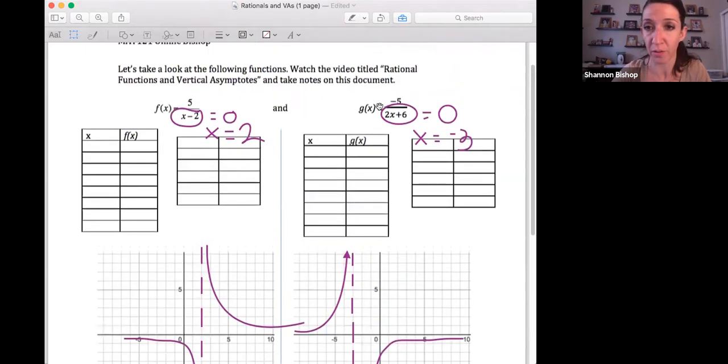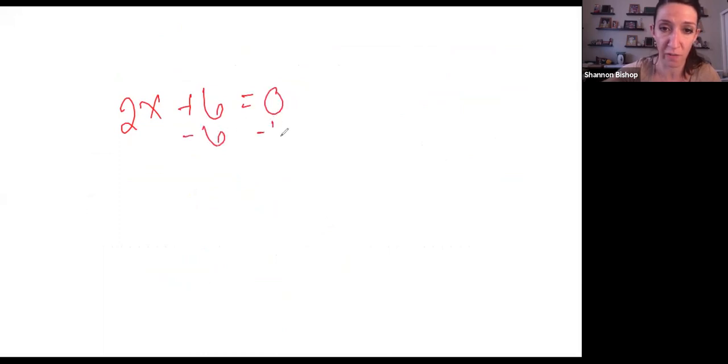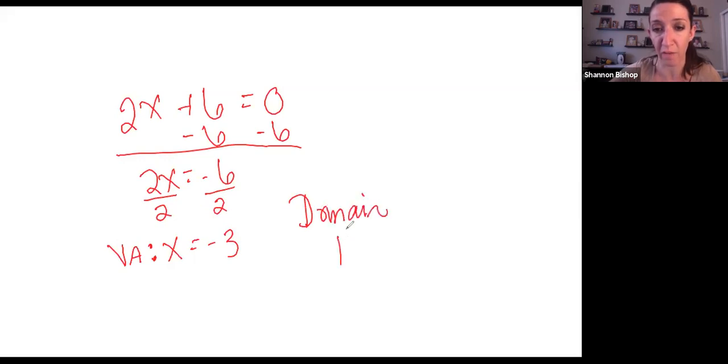So if you go back up here, 2x plus 6 equals 0. Just imagine for a second, 2x plus 6 equals 0. If you couldn't do that in your head, a couple of steps of algebra, and you would absolutely see that the vertical asymptote is at x equals -3. Vertical asymptote is at x equals -3, which then tells me that the domain for that graph was everything except -3.